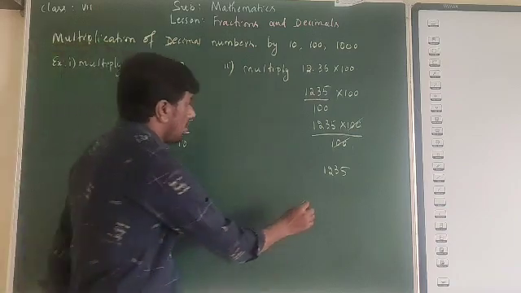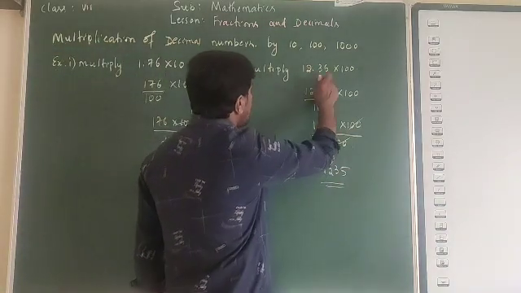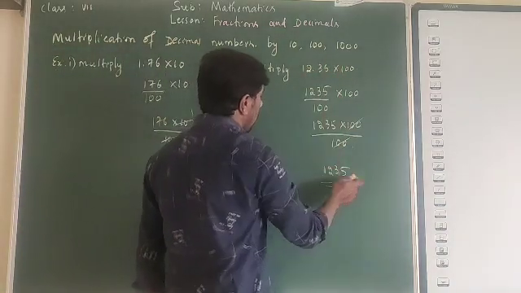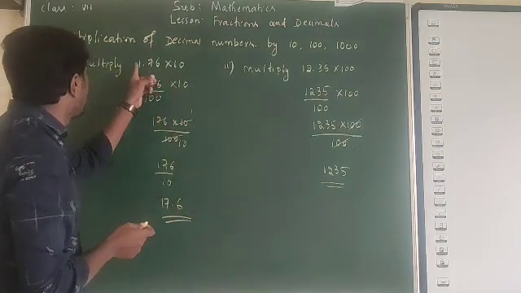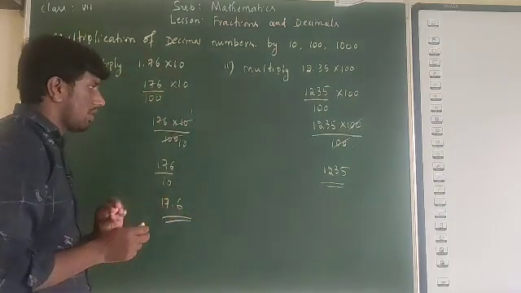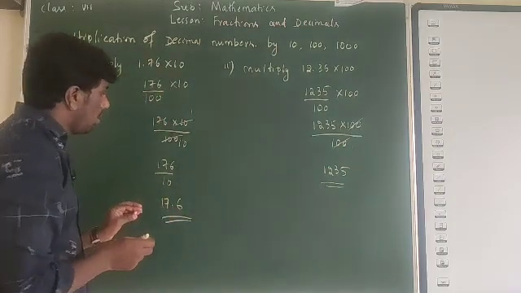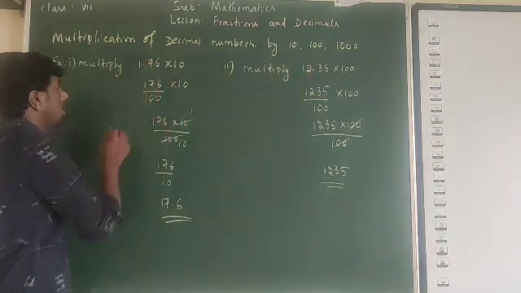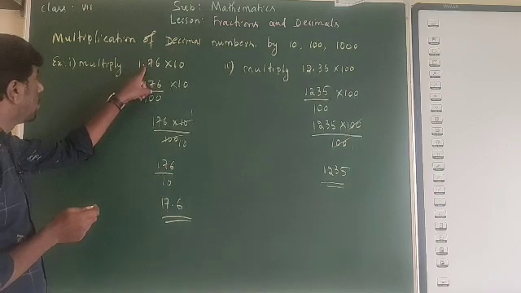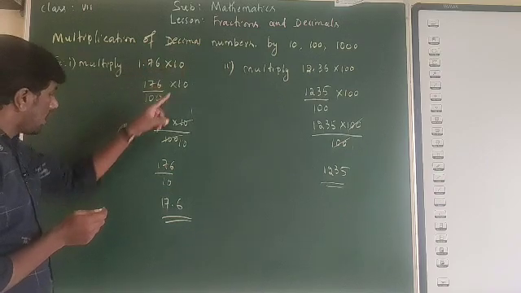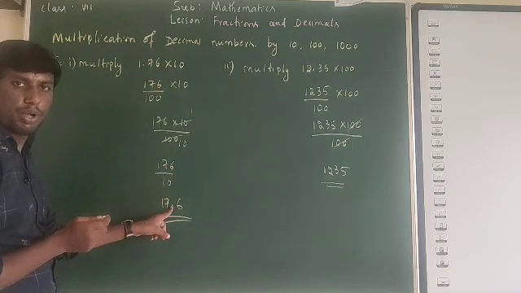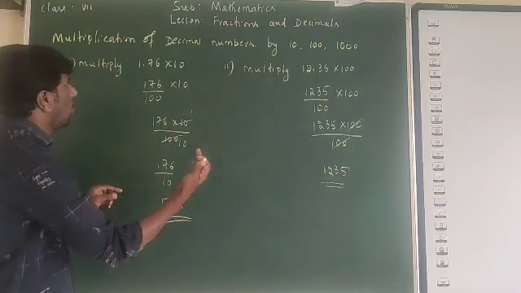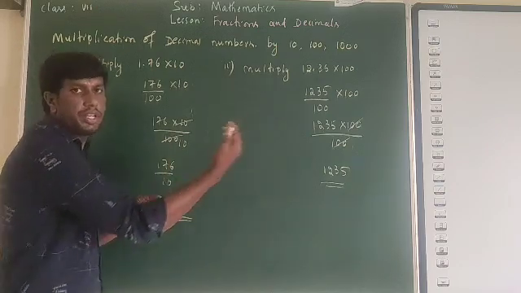Here also you can observe that the digits of the number are 1, 2, 3, 5, 1, 2, 3, 5. Here also you can observe 176, 176. But you can observe in both the questions the position of the decimal point. When you multiply with 10, the decimal point is shifted 1 place to the right side.